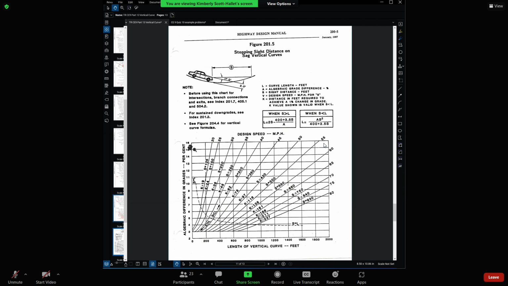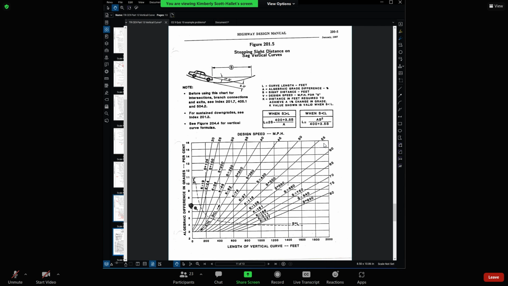On the vertical axis here, you have your algebraic difference in your grades. This is the difference between G1 and G2. Basically add them together and take the absolute value. And you have a design speed. You can see that as my design speed increases, I'm going to need longer vertical curves. This is basically going to be my minimum length, the dashed line here. My grades are also impacting that, so I need to take a look at both my design speed and my grades in order to determine what that minimum is going to be.